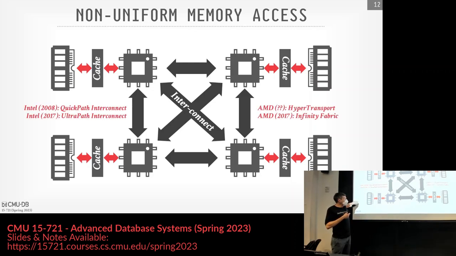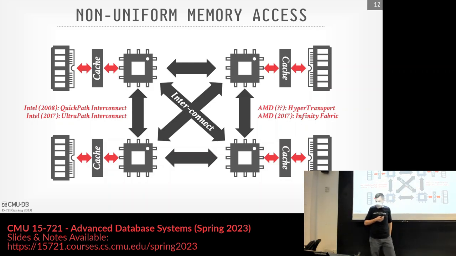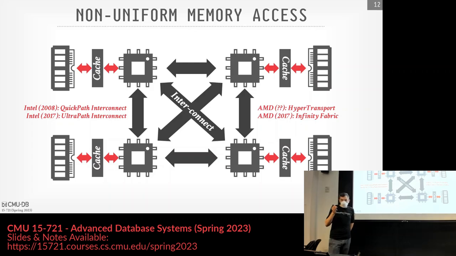Intel used to call it the QPI, Quick Path Interconnect. Then they upgraded it to Ultra Path Interconnect in 2017. And then AMD calls theirs the Infinity Fabric. Right, and the bandwidth is quite high. It's like gigabytes, hundreds of gigabytes. But again, the latency of the local memory versus remote memory is quite a lot, right?